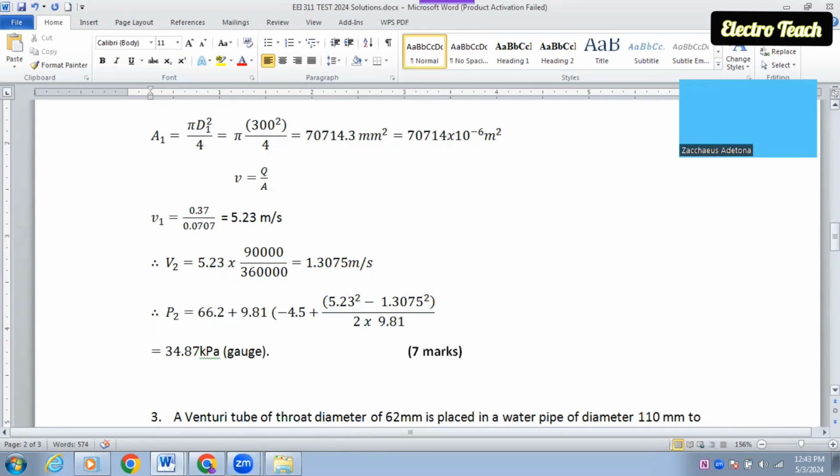Straightforward solution. We can see that there are 2 pertinent formulas: the Bernoulli equation and the continuity equation. Apart from the cross-sectional area, the Bernoulli equation and the continuity equation are the pertinent formulas that we employ in solving that problem.